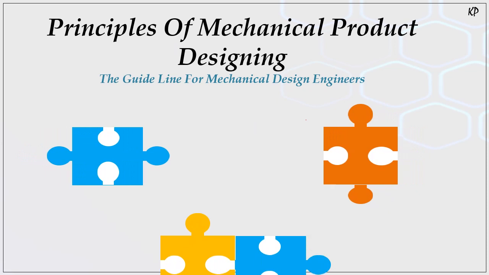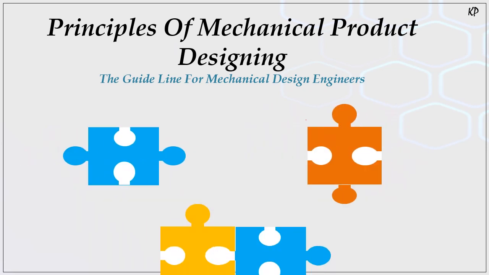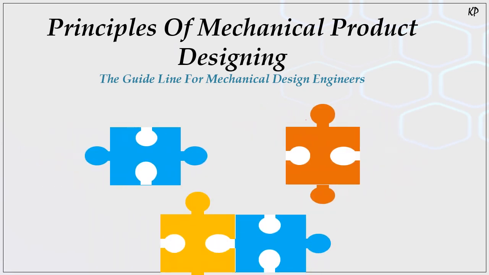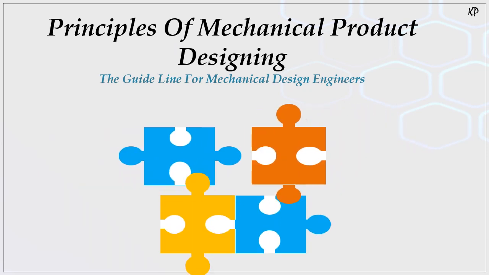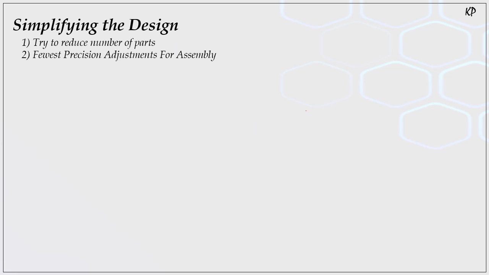So we will see step by step what are the principles a mechanical designer has to follow to design a perfect product for his customer. First step is simplifying the design. Whenever we start any product development, there are a lot of parts going to come.